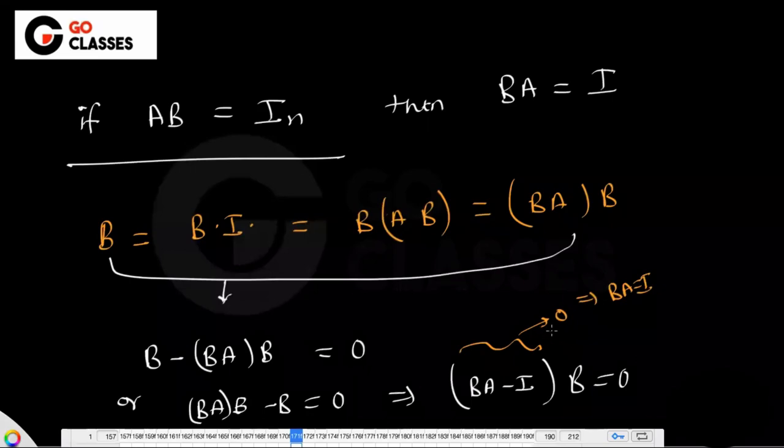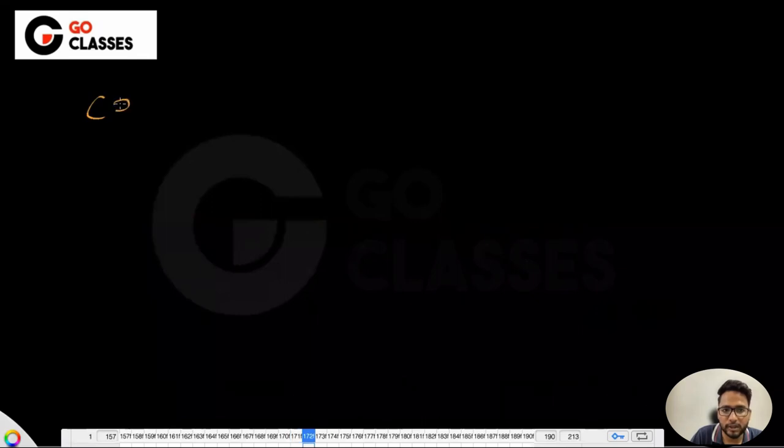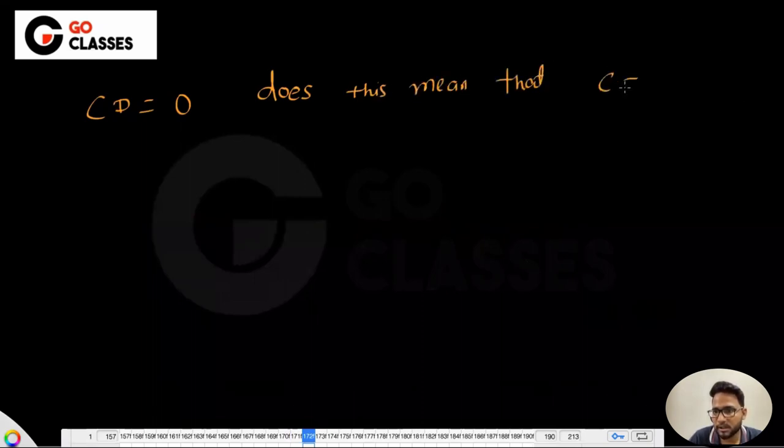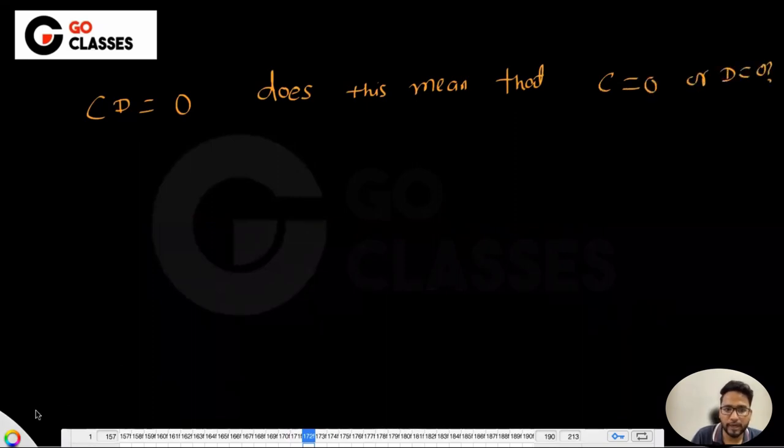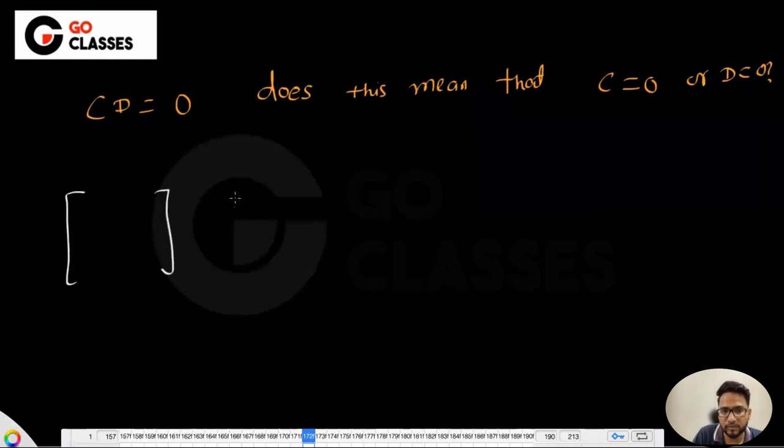How can I guarantee? Okay, first of all, tell me if the multiplication of two matrices, which is maybe CD or something, let's suppose C into D equal to 0. Does this mean that C equal to 0 or D equal to 0? No, right? Reason being is that you can have two non-zero matrices and the multiplication of them could be 0.